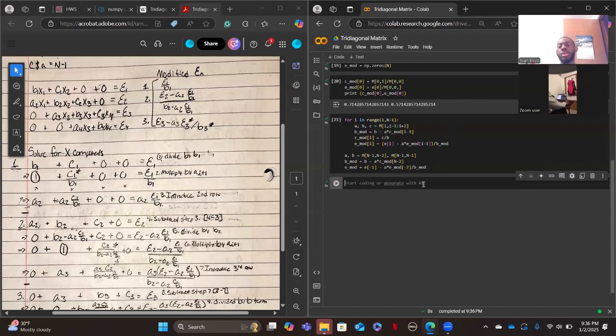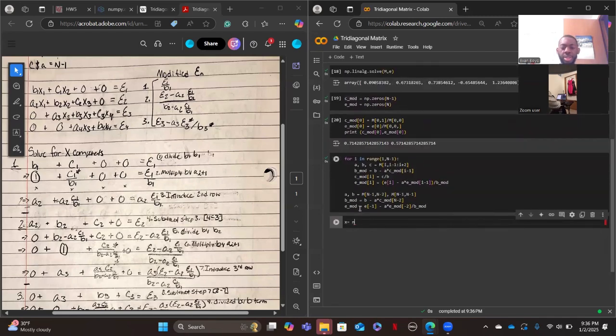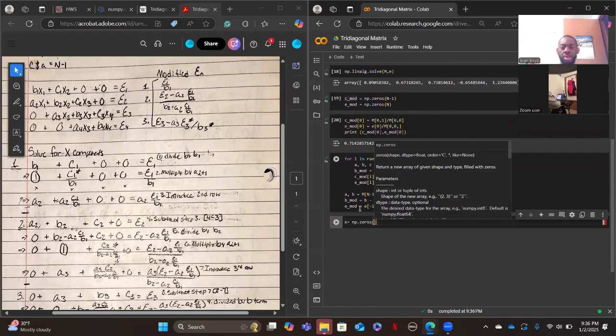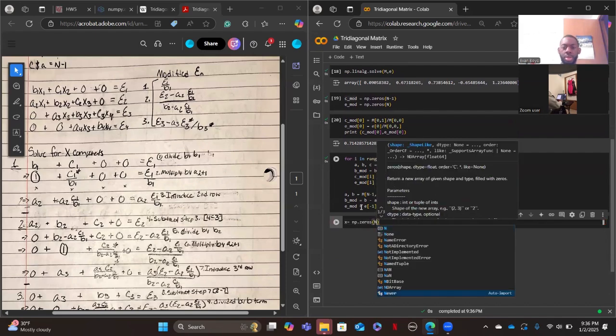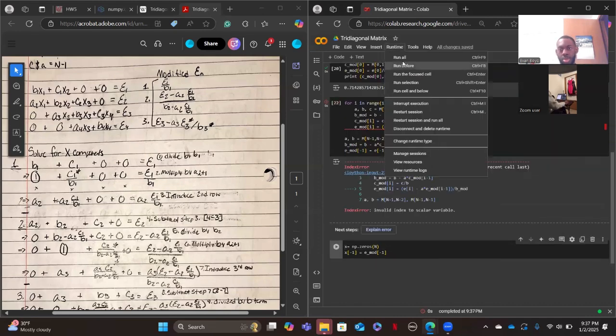All right, so now to actually put in our solver for x, we'll repeat what we did up here for the zero. So x is equal to np.zeros of n, and we have 5 x's, so it'll be n. And of course we know that our last x is equal to our last modified e. So it's equal to this value here. Let's run all.